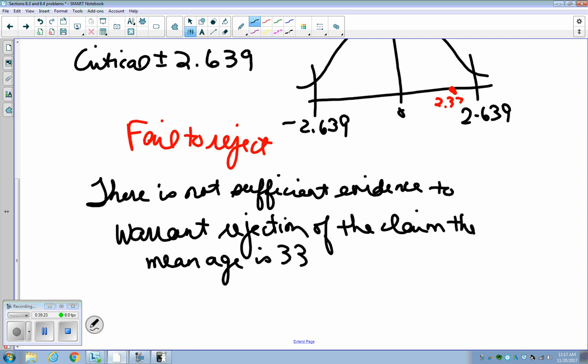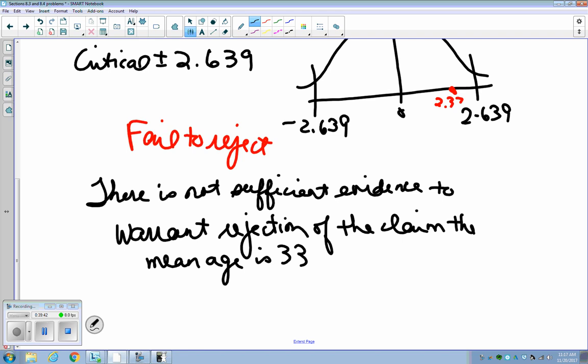You just really got to watch. Yes, for the T. Yep. One-tailed or two-tailed. This happened to be a two-tailed because it was not equal to.